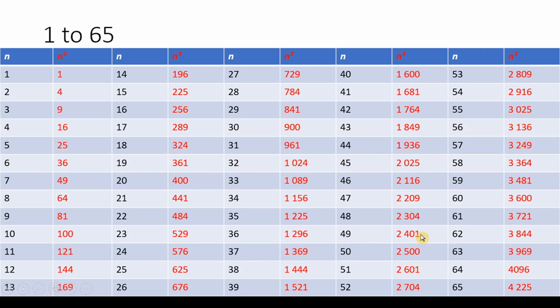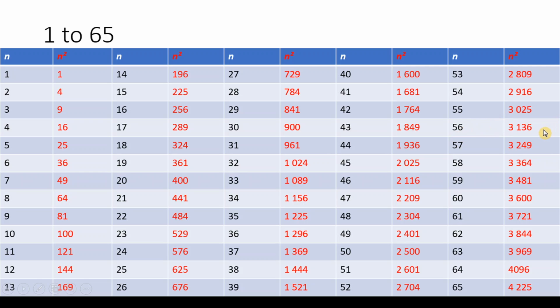49 squared is 2,401. 50 squared is 2,500. So the key ones from 40 to 50 are 40, 42, 44, 45, 47, 49, and 50. Remember those. 51 squared is 2,601. 52 squared is 2,704. 53 squared is 2,809.